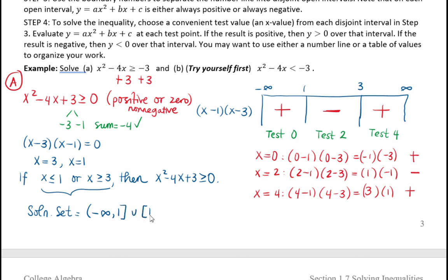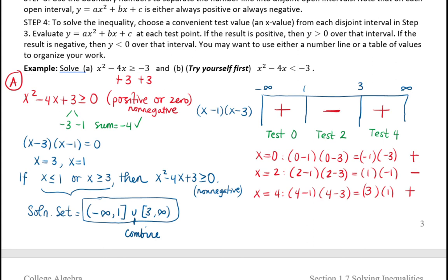union 1 comma infinity. Union means combine. So those are separate intervals. So that's the solution set for this problem. Oh, I'm sorry, I just put 1. That should be 3. Sorry. So it's negative infinity to 1, union 3 to infinity, because that's when it becomes positive, or non-negative. Here's positive, here's positive, here's negative.